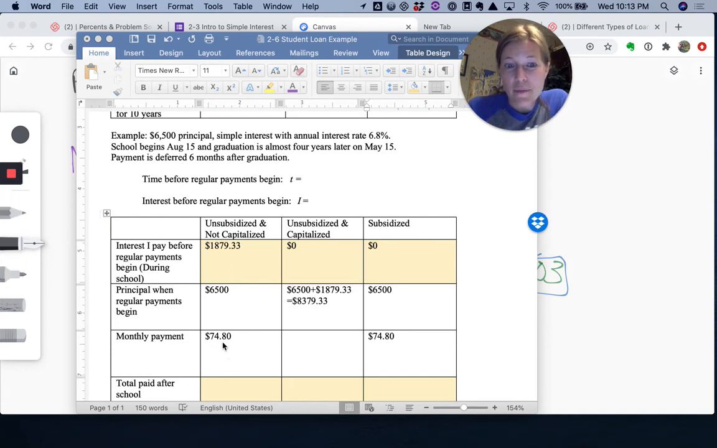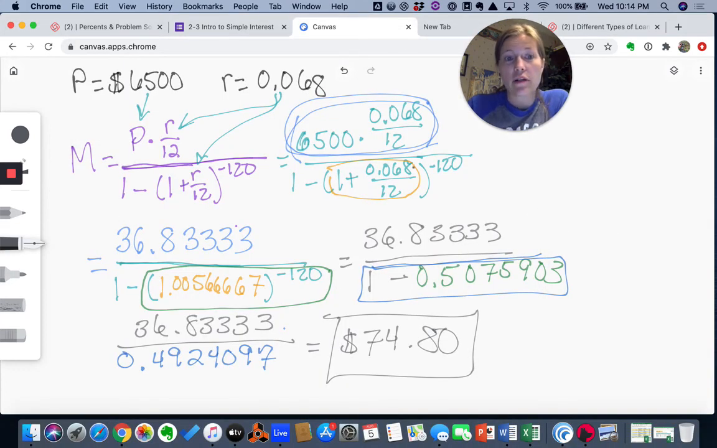Now you'll notice that I put this monthly payment in this column, unsubsidized and not capitalized, and it's also in this column, the subsidized loan, because in both cases it's using the same amount, the same new principal coming out of school when we begin our payments. Now if it's unsubsidized and capitalized, we have a larger amount. So when we go back to our monthly payment formula, still the same interest rate, but the principal is different.